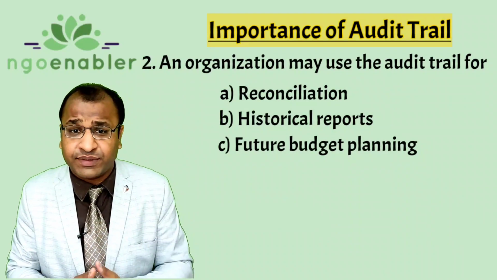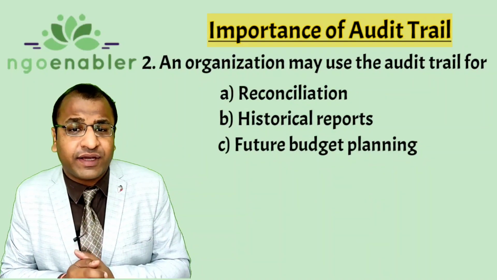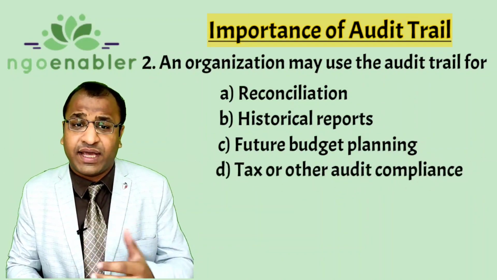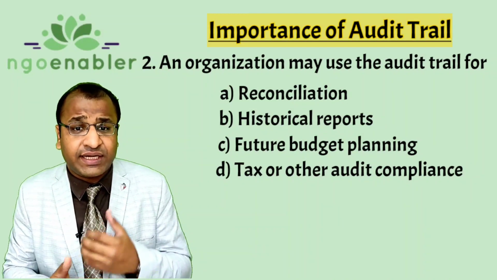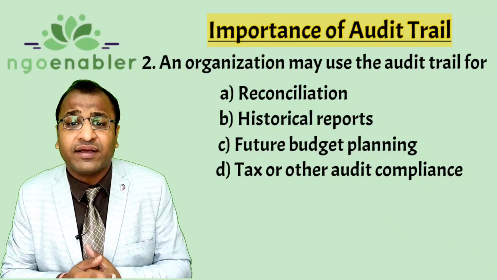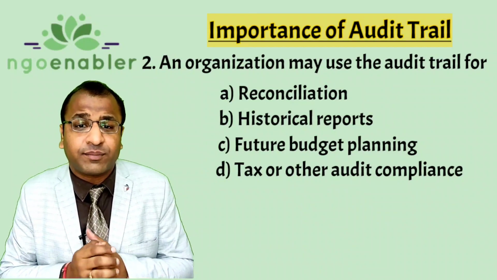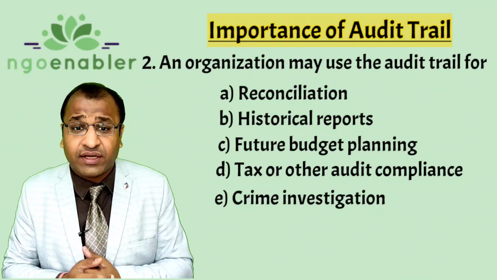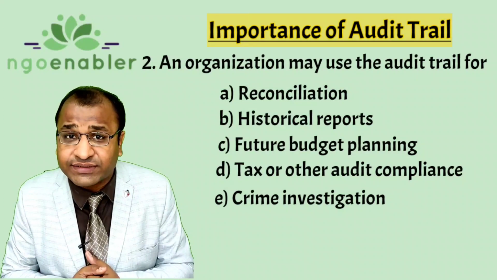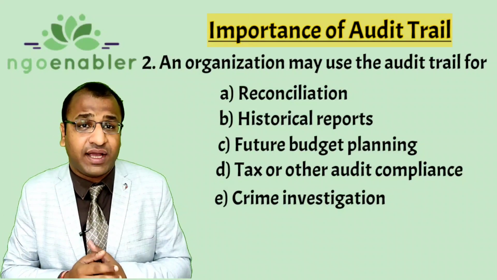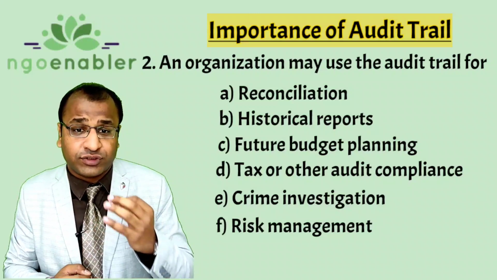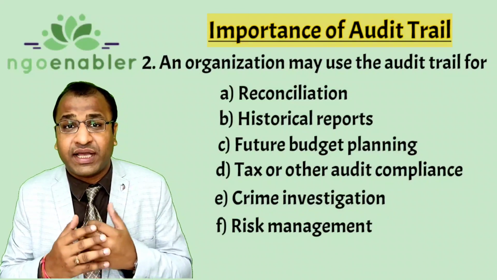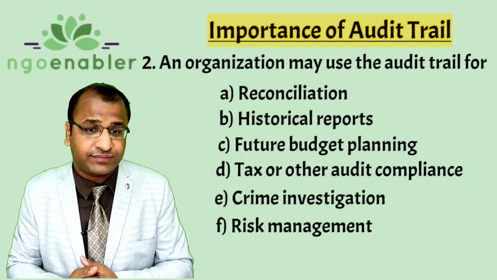Future budget planning, which means it helps the business to plan for effective future spending and avoiding unproductive expenses. Tax or other audit compliance, which means it helps the organizations in completing and showing correct records which support accuracy in audit and tax compliance. Crime investigation, which means records will serve as evidence during any crime investigation. And at last, risk management. So the audit trail will help in managing system risks, preventing frauds, misappropriation and many such intrusion detections.